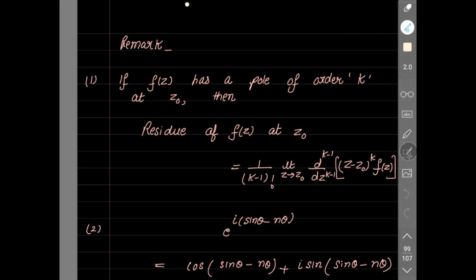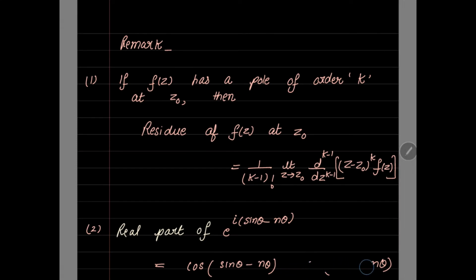Second, e to the power i sin theta minus n theta can be written, by using Euler's formula, as cos(sin theta minus n theta) plus i sin(sin theta minus n theta). Now if I write the real part of this exponential form, the real part of e to the power i(sin theta minus n theta), I have to delete this imaginary part. So this will be equal to cos(sin theta minus n theta).